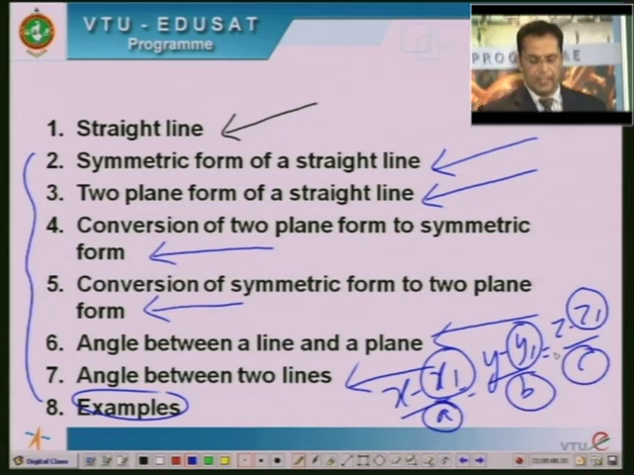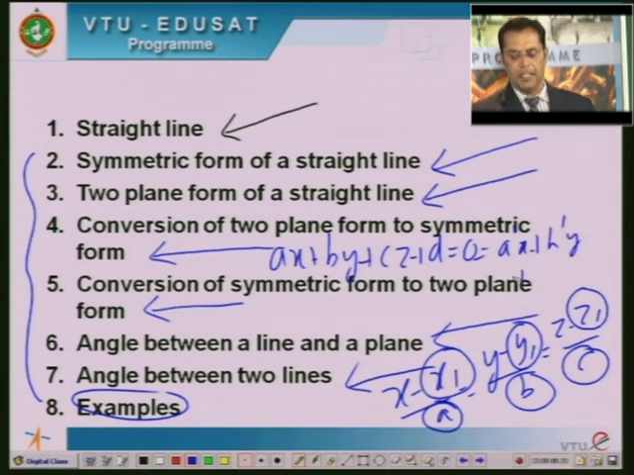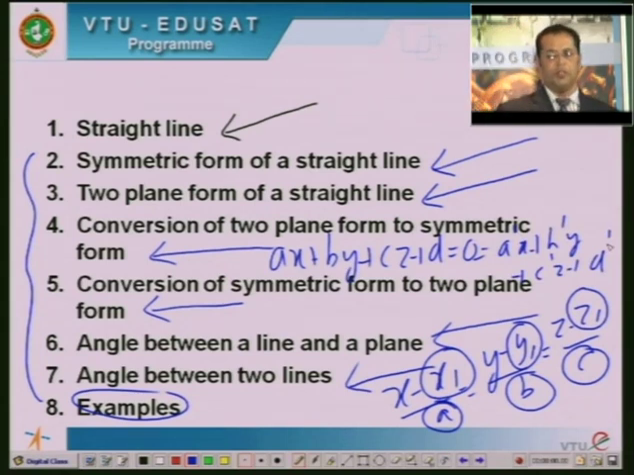Along with that, we have the two plane form where you write two planes, for example, ax plus by plus cz plus d equal to 0, along with another plane a'x plus b'y plus c'z plus d' equal to 0. So, this was the equation of the line in two plane form. As you know, friends, two planes always intersect in a straight line. So, let us move on further.